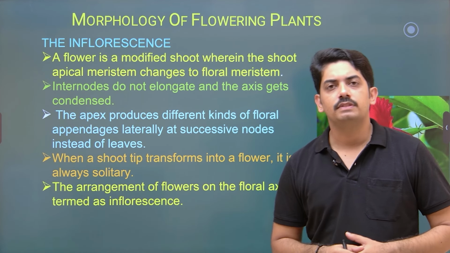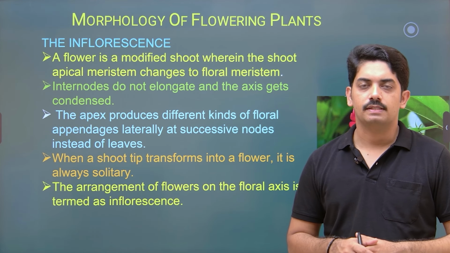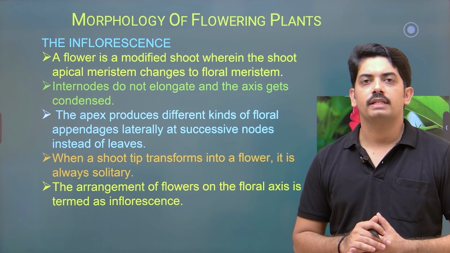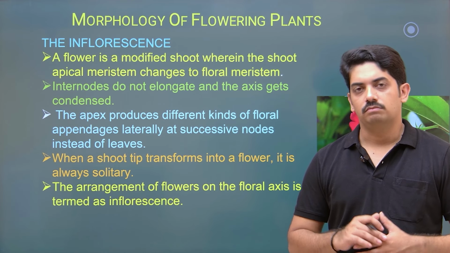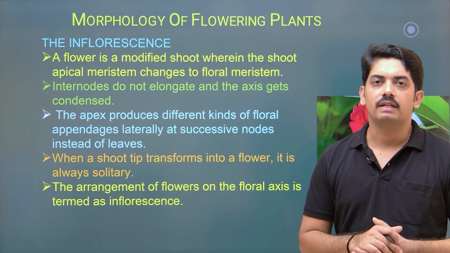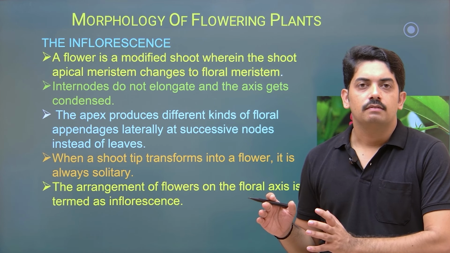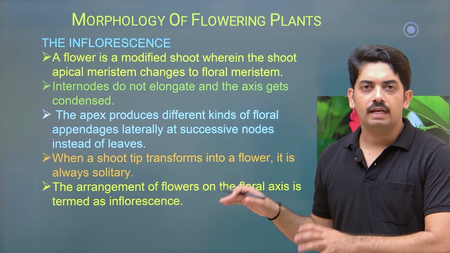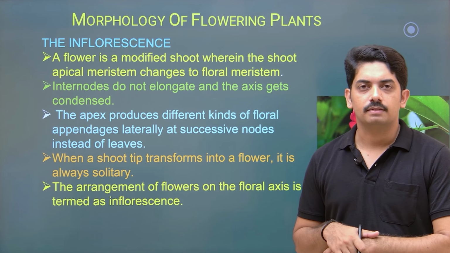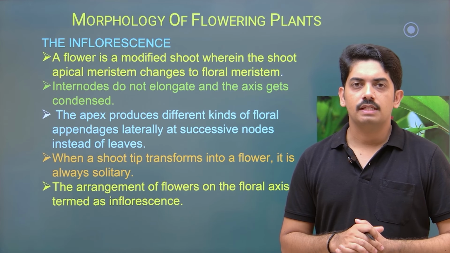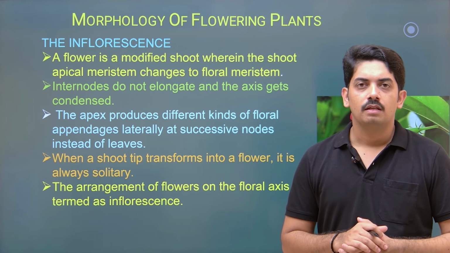The next part of the topic is inflorescence. Now I already explained the importance of the morphology of flowering plants. So far whatever we studied is the vegetative part. Now what we are studying is the reproductive part. What is inflorescence? Inflorescence is a bunch of flowers.